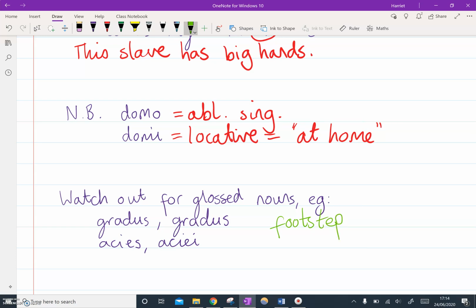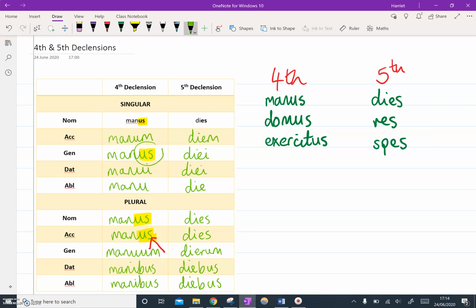So they've given you this word in a story, and they've put it at the bottom of the story and told you that it means footstep. Not only do you need to be able to remember that that means footstep in order to translate it, you also need to think about the information that they've given you in the vocab. Remember, when you're given a noun in a vocab list, you will always be given the nominative and then the genitive. So if they've given you the nominative and then the genitive, and the genitive ends in us, that tells you, going back to this table, that it's a fourth declension noun.